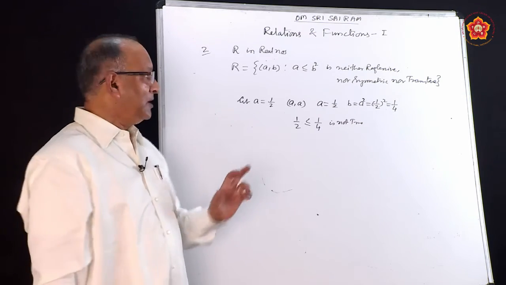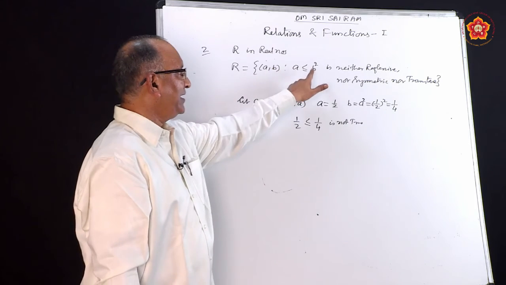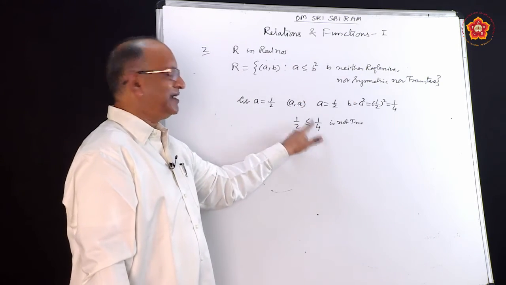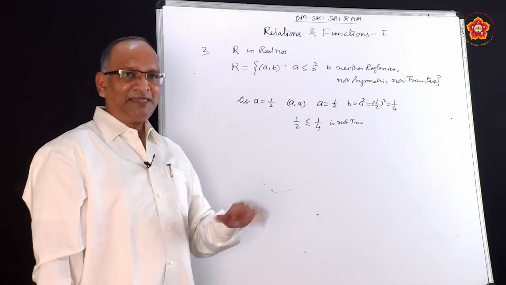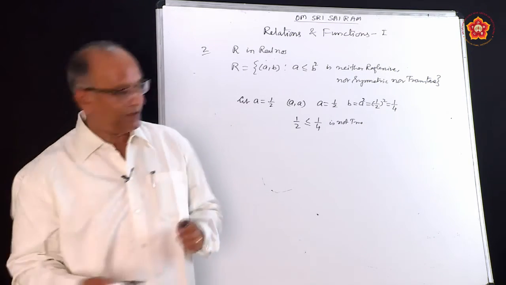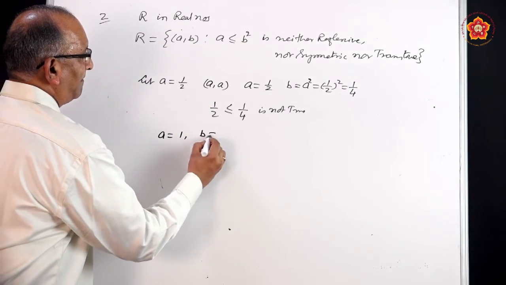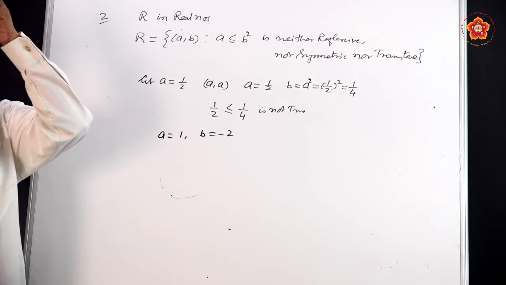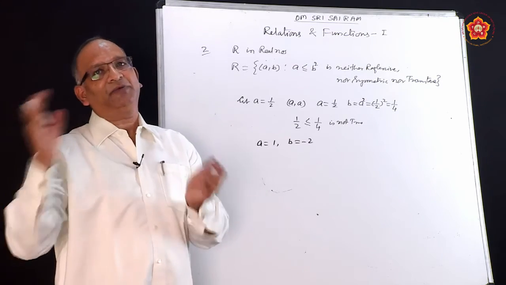I hope you understood. Take any example. So, A we are taking as 1 by 2. If you substitute 1 by 2, here also A should come. So, (1 by 2) square will become 1 by 4. 1 by 2 is less than or equal to 1 by 4, which is not true. So, it is not reflexive. Let us take another example for symmetric. Anything you can take. When do we say symmetric? If A is related to B, implies B is related to A.